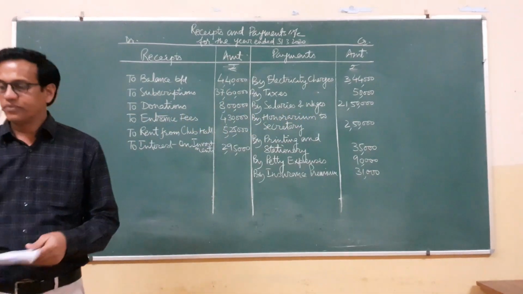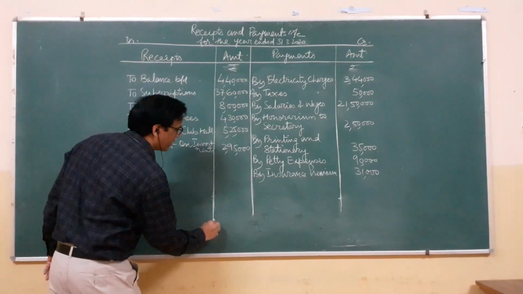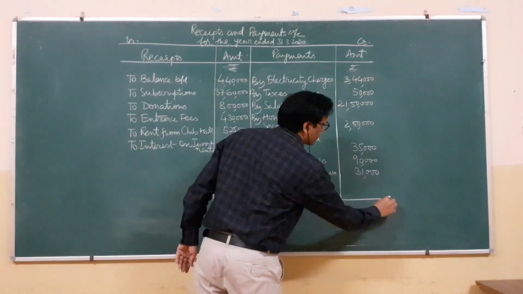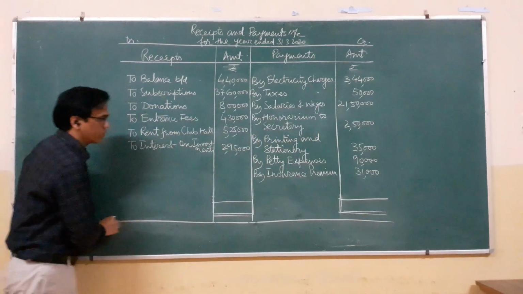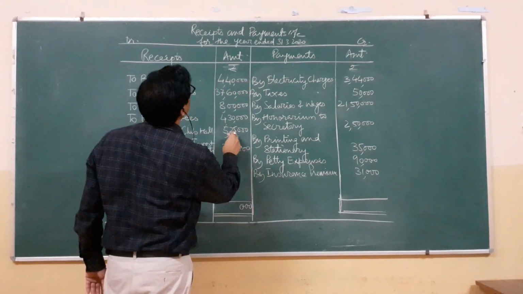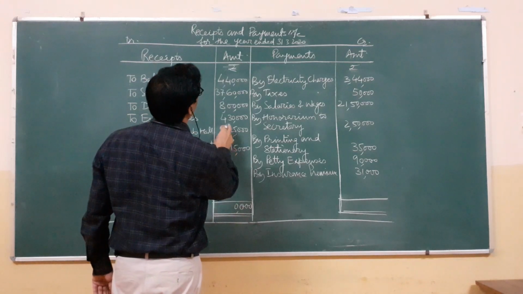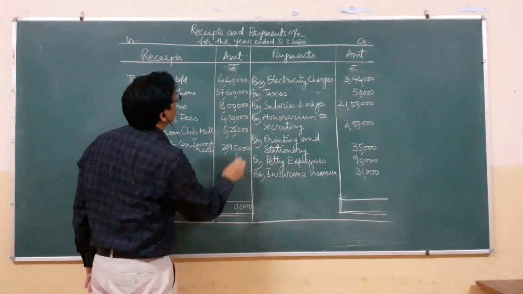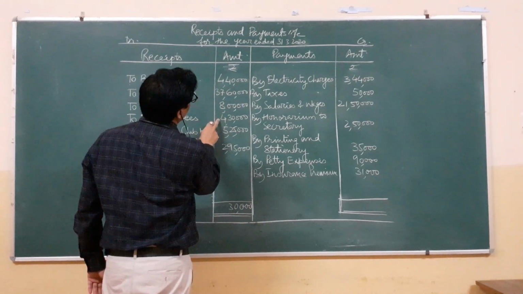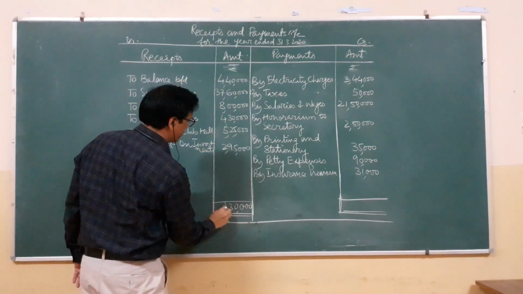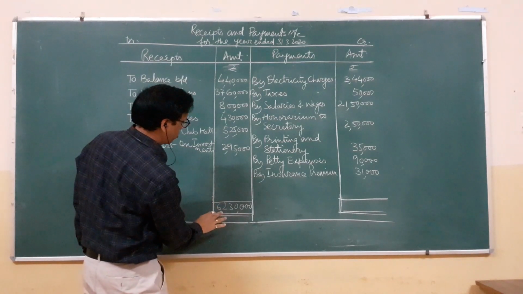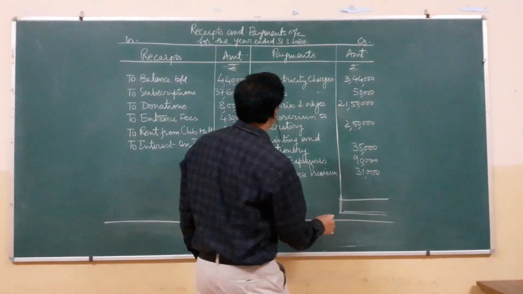All the items we have noted, we will take the total of both the sides, and definitely the receipt side will be more than the payment side. So the final balance, that is closing cash balance, we will calculate here. Adding up, 62 lakh and 30,000 rupees is the total here.